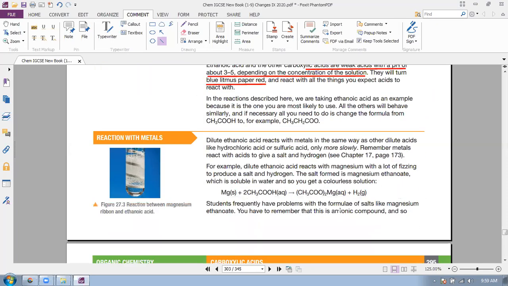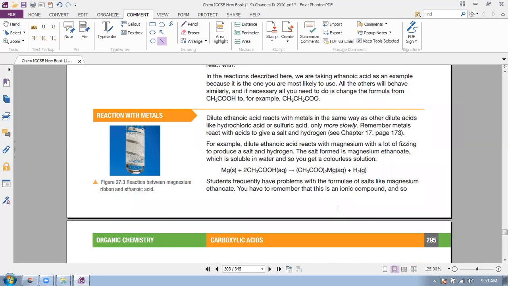First of all, there is an example here: ethanoic acid reacting with magnesium. Look at this reaction. Magnesium reacts with ethanoic acid, it forms magnesium ethanoate and hydrogen. Dilute ethanoic acid reacts with magnesium with a lot of fizzing. So it's a general property of acids, produce a salt and hydrogen. The salt formed is magnesium ethanoate.